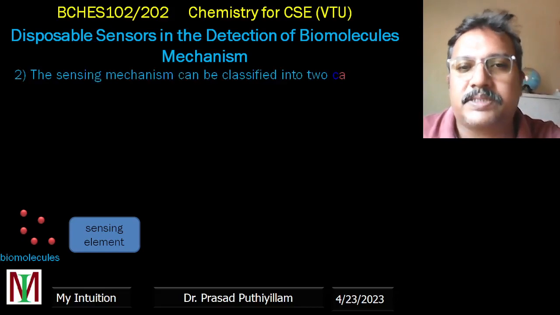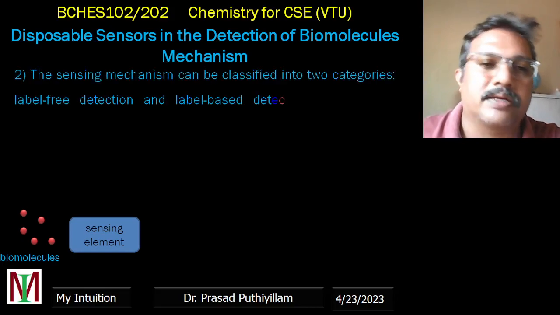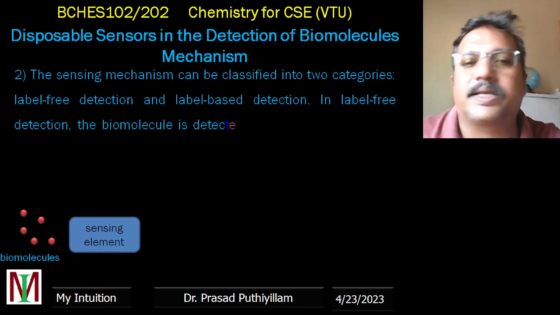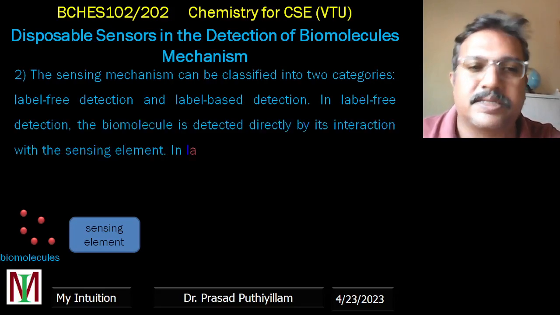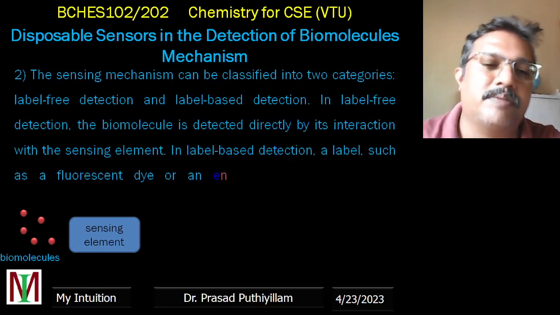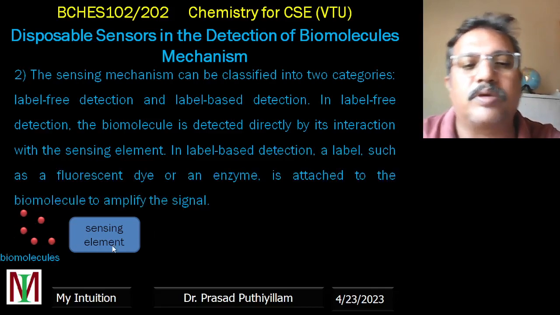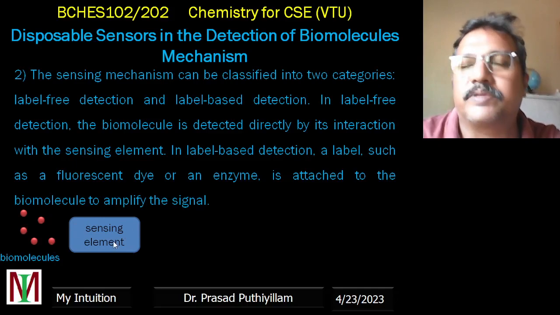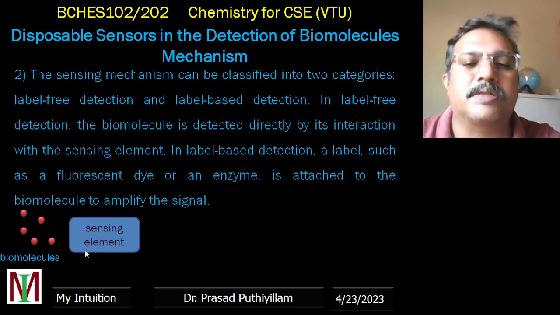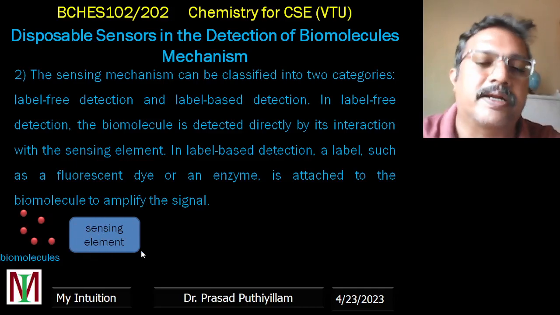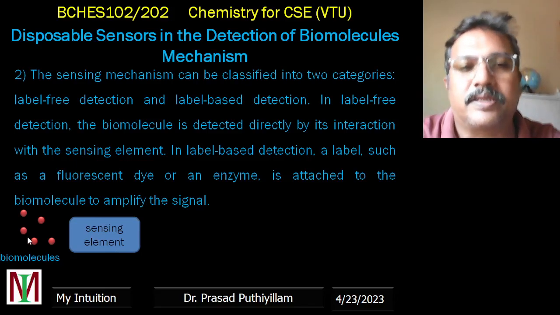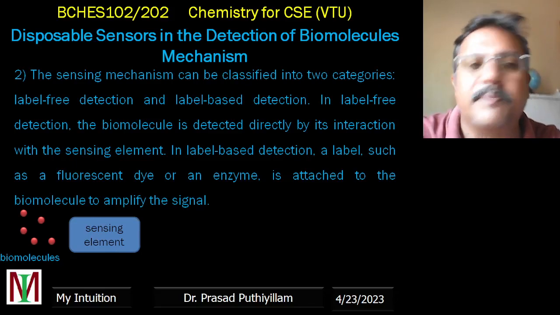The sensing mechanism can be classified into two categories: label free detection and label based detection. In label free detection, we are not adding anything extra to the biomolecules. As such, if the biomolecules are in the environment we want to detect, they will sit on the sensing element, or the sensing element will interact with them, and we will get the result. That is label free detection.